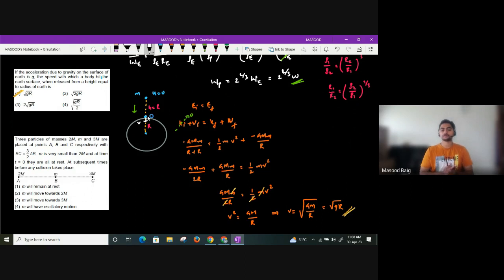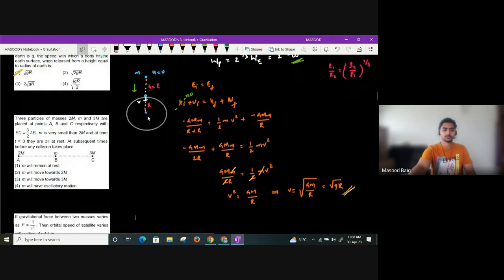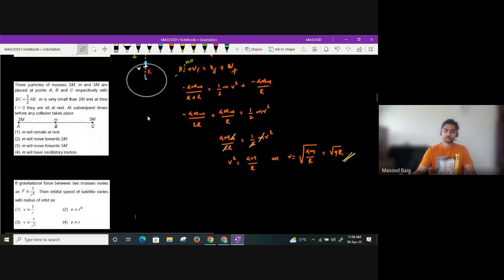Clear, all of you? At a certain height h above the surface of the Earth, potential energy will be minus g capital M small m divided by r plus h, right? And on the surface of the Earth, it will be minus g capital M small m divided by capital R. Clear, all of you? Yes or no? Let us talk about the next question.